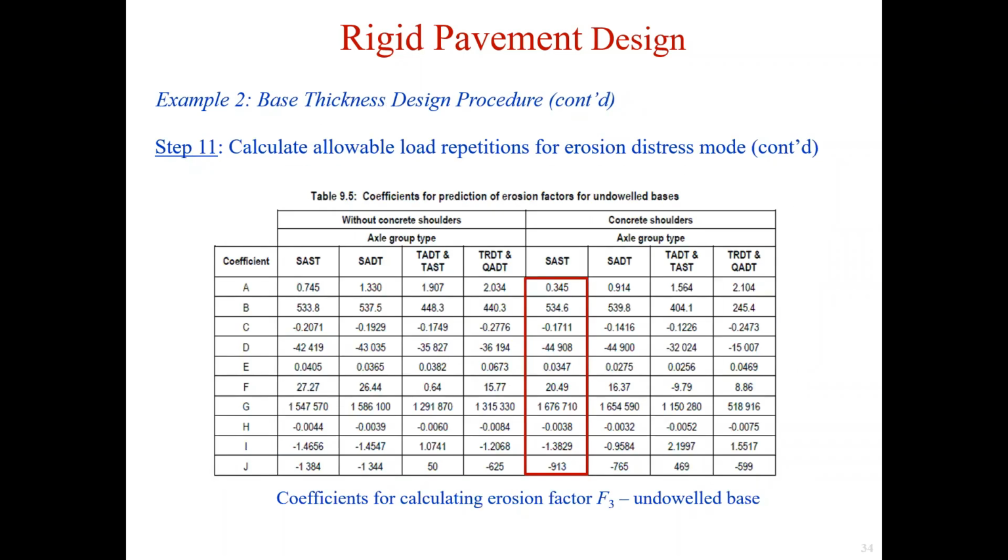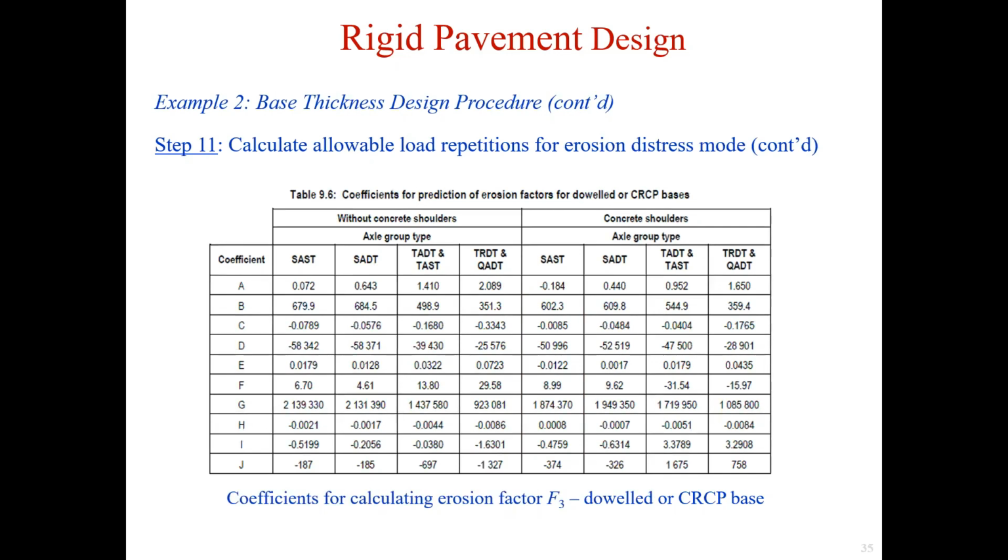Tables 9.4 and 9.5 contain the coefficients for calculating erosion factor F3 for undrained bases, both for without concrete shoulder and with concrete shoulder cases. Table 9.6 lists the coefficients for calculating erosion factor F3 for DOT or CRCP base, again for categories of without and with concrete shoulders.